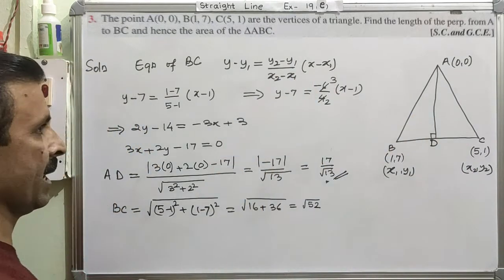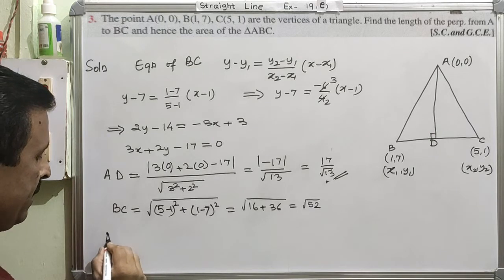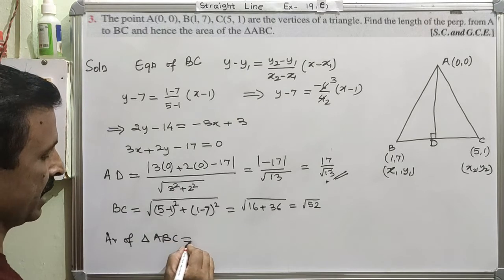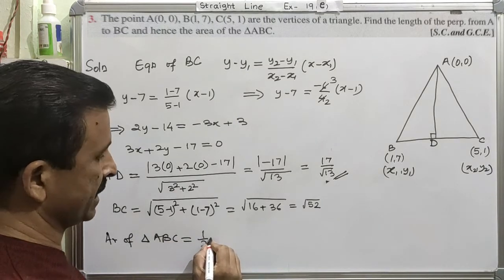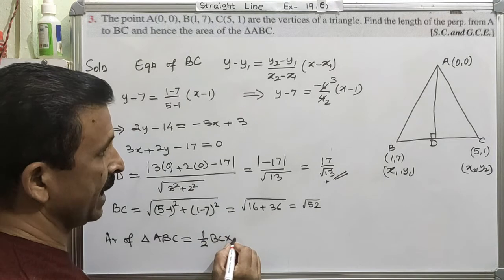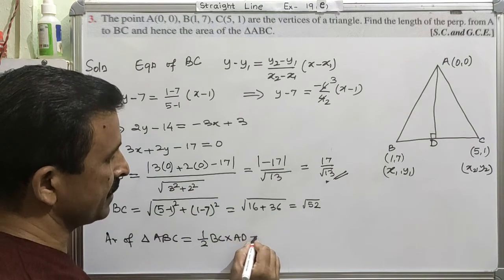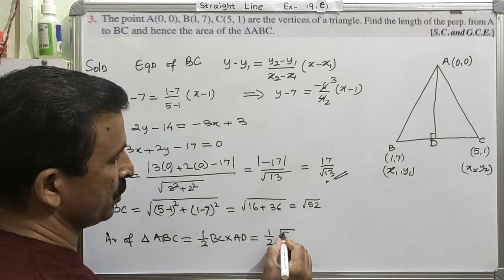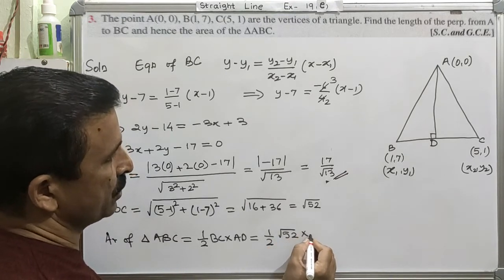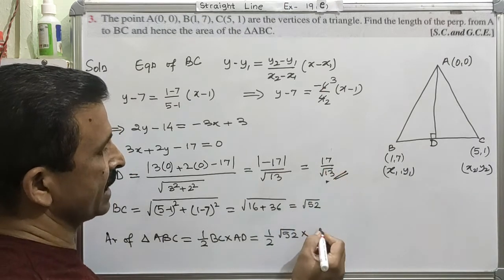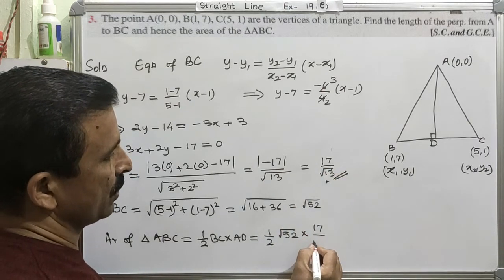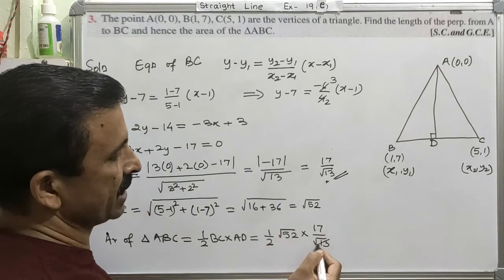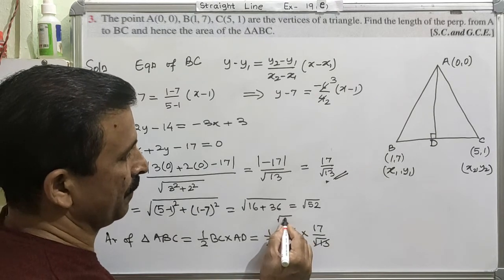Now we can find out the area of triangle ABC. So area of triangle ABC is equal to half of base BC into AD. Half of BC. BC is root over 52. Right? Into AD. AD is 17 over root 13. Clear? These two are of the same type, so they can be simplified. So 13 ones are 13 and 13 fours are root over 4. Right?